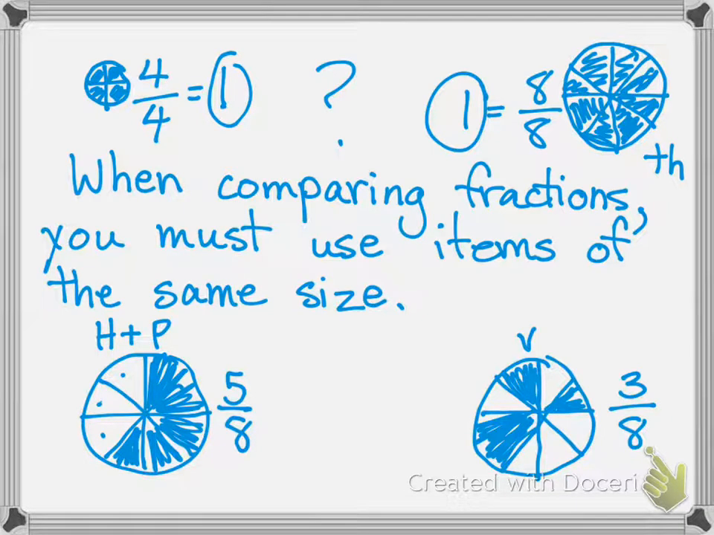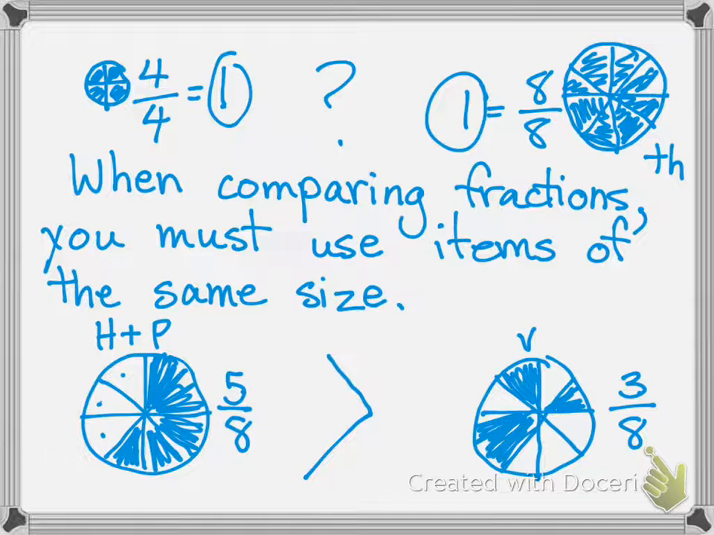Okay, can we compare these 2 pizzas? Absolutely we can. They are the same size. Okay, so when we're looking at these 2, which pizza is bigger, which has more pizza left, which fraction is bigger? Well, 5 is bigger than 3. So we could draw a greater than sign in the middle, and we would say 5/8 is greater than 3/8. And I want you to say that with me this time. 5/8 is greater than 3/8.